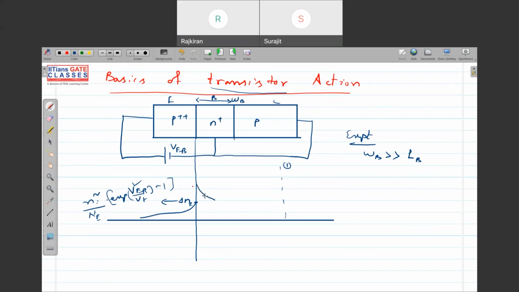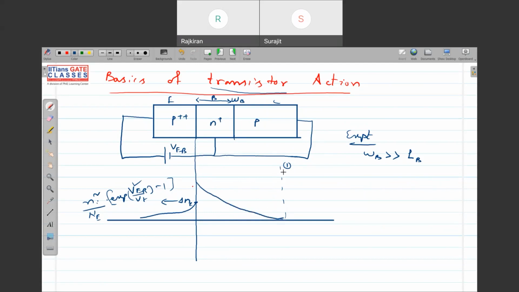If I want to draw the profile of the holes, how will it be? Since I'm assuming the holes will be injected from emitter to base, and in the base, the holes will be diffused. While diffusing, they will recombine with the electrons, so the concentration will go on decreasing.